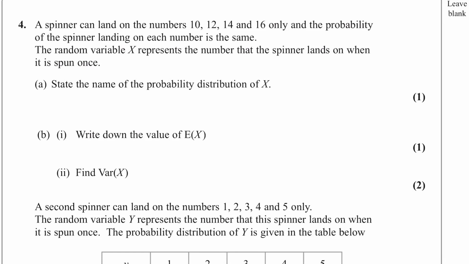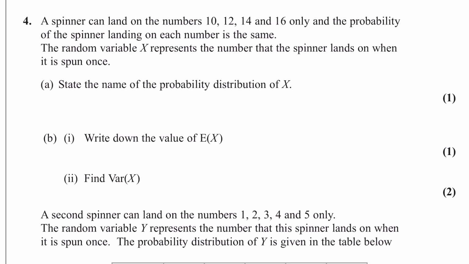Problem 4. A spinner can land on the numbers 10, 12, 14, and 16 only, and the probability of the spinner landing on each number is the same. The random variable X represents the number that the spinner lands on when it is spun once. State the name of the probability distribution of X. Since the probability of the spinner landing on each number is the same, the distribution of X is discrete uniform distribution.